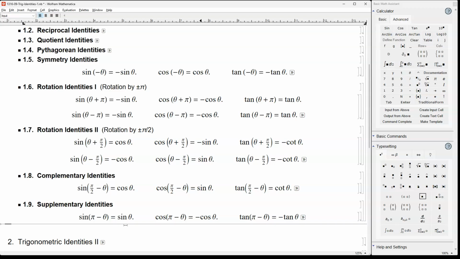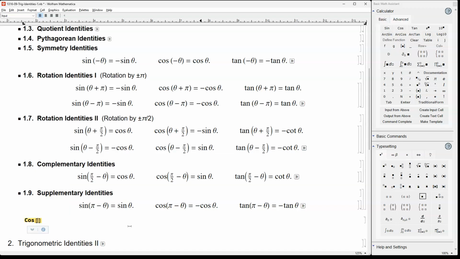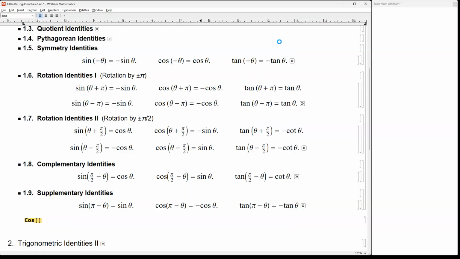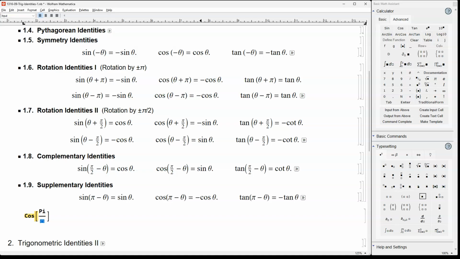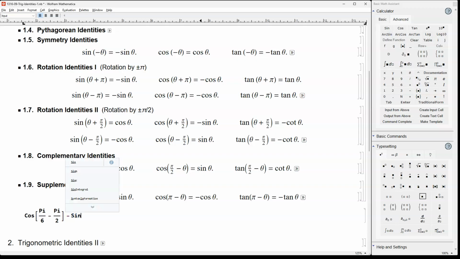For example, let's suppose that you're facing this kind of problem and you're confused. Theta minus pi over 2. Is it positive sign or negative sign? I don't remember. I just remember cosine becomes sine because this is plus or minus pi over 2. Okay, all right. Cosine of anything. Oops, sorry about that. Cosine of pi over 6 minus pi over 2 minus sine of pi over 6.